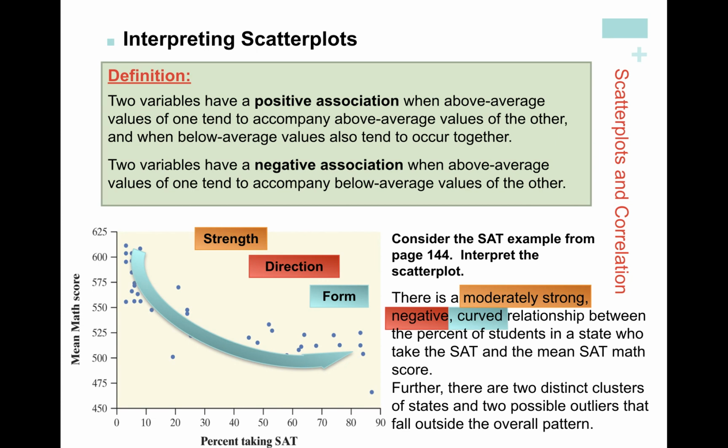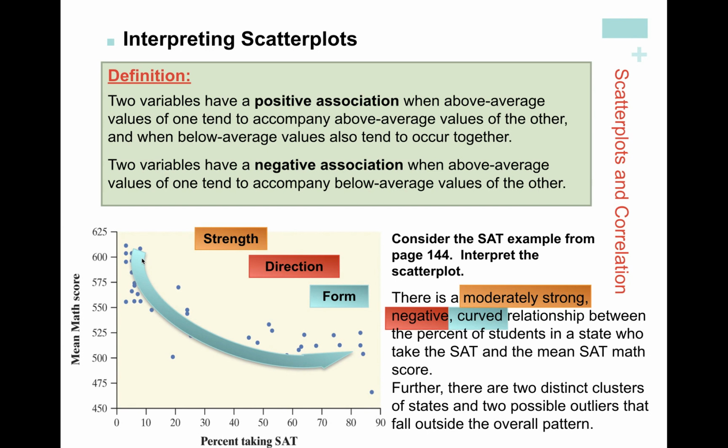So in this case, you would say that there's a moderately strong negative curved relationship between the percent of students in a state who take the SAT and the mean SAT math score. So let's just think about that for a second. What does that really mean? That means that for states that require their students to take the SAT, their mean math score tends to be lower than these states over here that have a very small proportion of students taking the SAT, but their mean math score is very high.